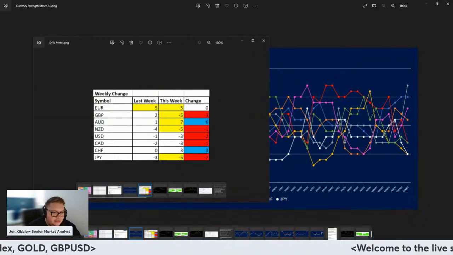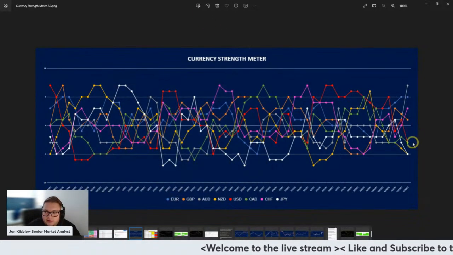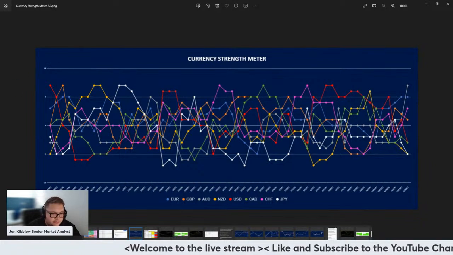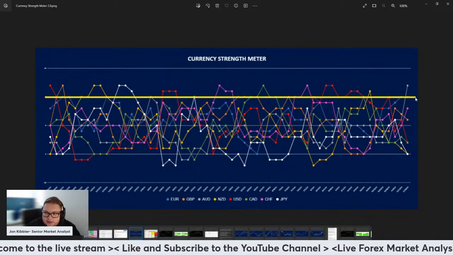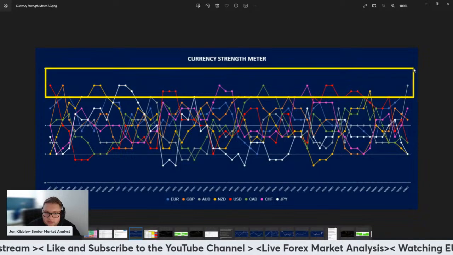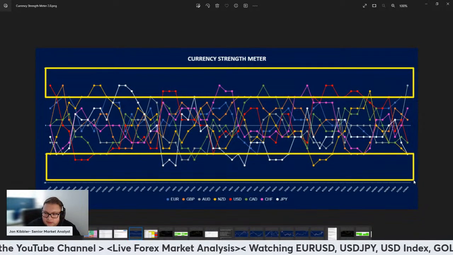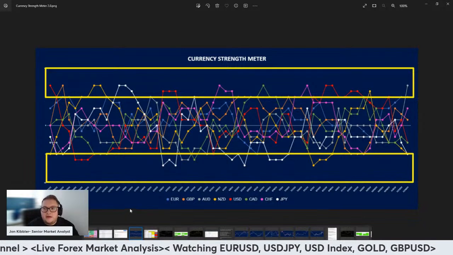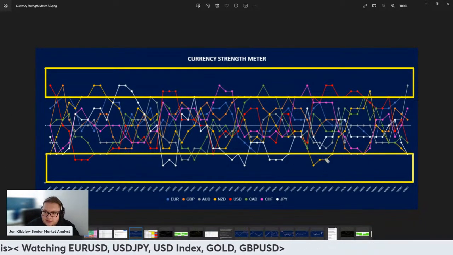So let's have a look at these types of markets from the currency strength meter point of view. What I like to focus in on is anything above this line, or in that box, and anything below it, because quite often when they get into these kinds of areas, we can see a reversal.